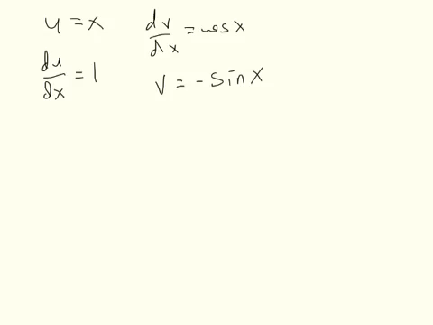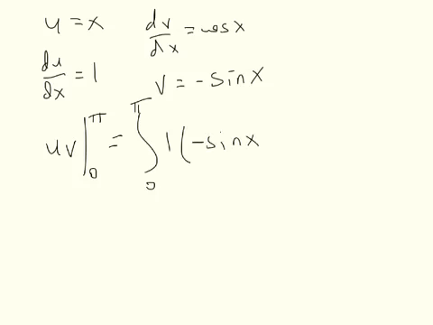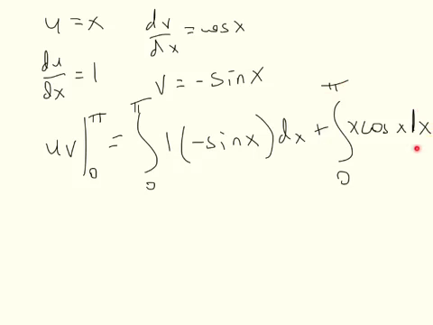And we're just going to plug into that formula that we got from the product rule. So we had uv from 0 to pi is equal to the integral from 0 to pi of 1 times negative sine x dx plus the integral from 0 to pi of x cosine x dx. We want to isolate the x cosine x dx, so we're going to bring it to the other side.